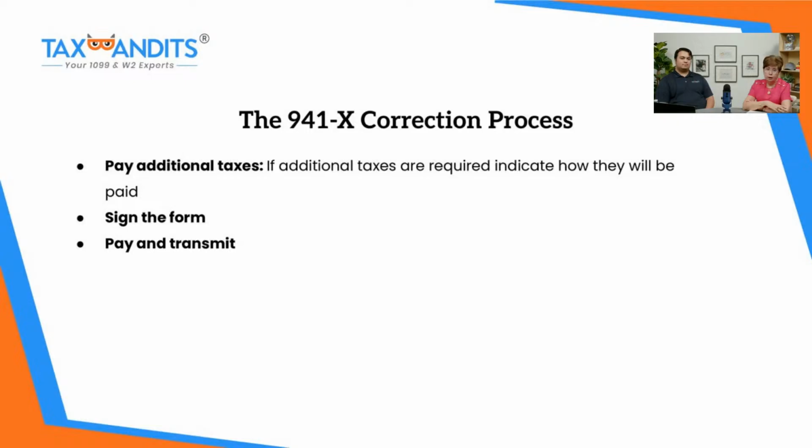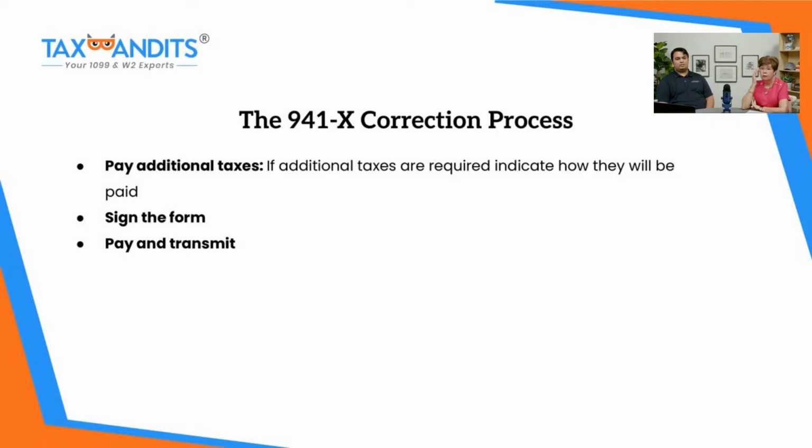So when you file the 941X, and the filing of that form indicates that you are required to pay additional taxes, you're going to tell on the form how you're going to pay those taxes, whether through EFTPS, debit or credit card, or check or money order. Obviously, you want to make sure the form is signed, and then you're going to pay and transmit the form.